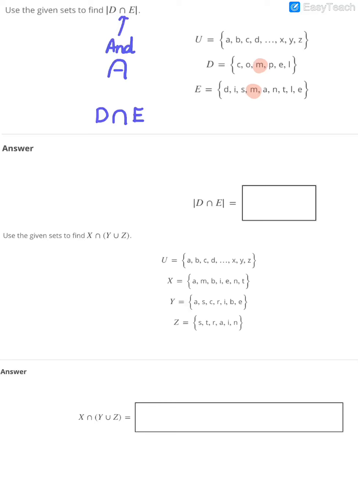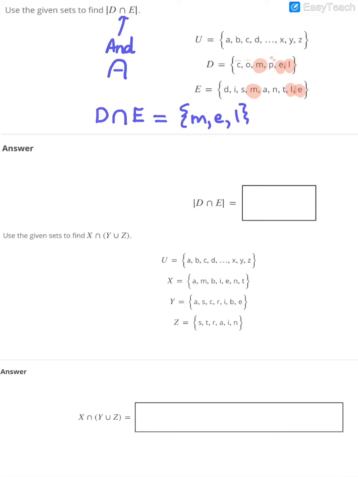I see a P, but I don't see it in this other set. I see an E in both sets. So that is part of both. And I also see an L that is part of both. So just to double check, C was not part of both, O was not part of both, and P was not. So in this particular case, I am saying that D and E would contain the letters M, E, and L, and it doesn't matter the order you list it.